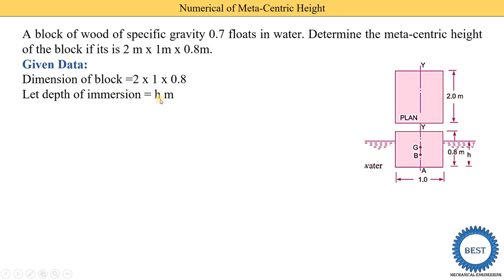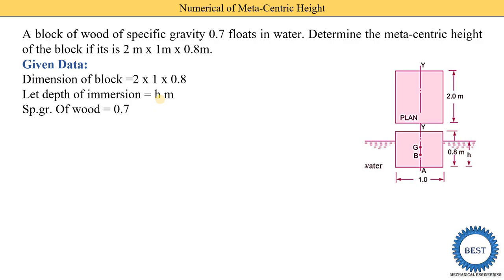Depth of immersion is equal to h meter. In the last numerical, the depth of immersion was already given, but in this case the depth of immersion is not given. So we can consider it as h. First we need to find out the depth of immersion, and after that we are able to find out the metacentric height.